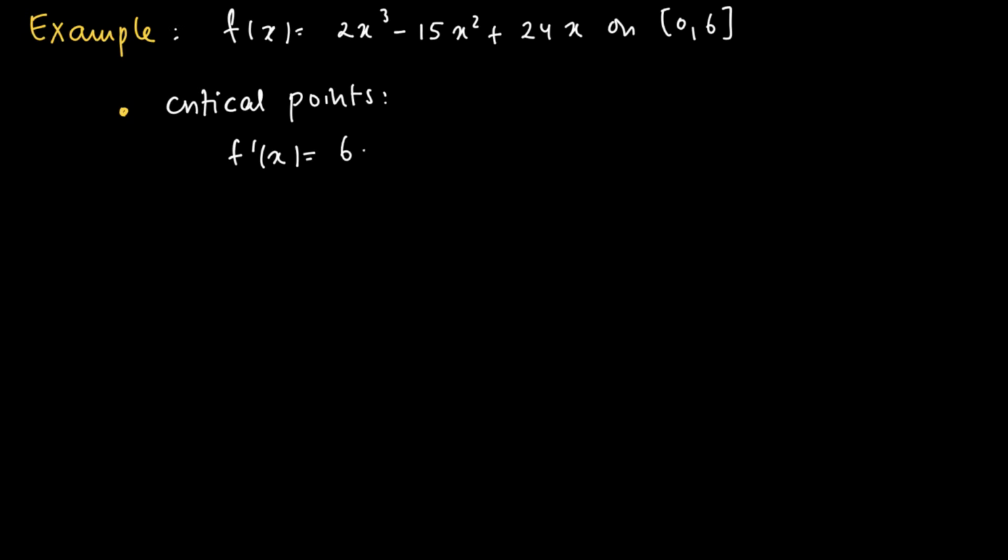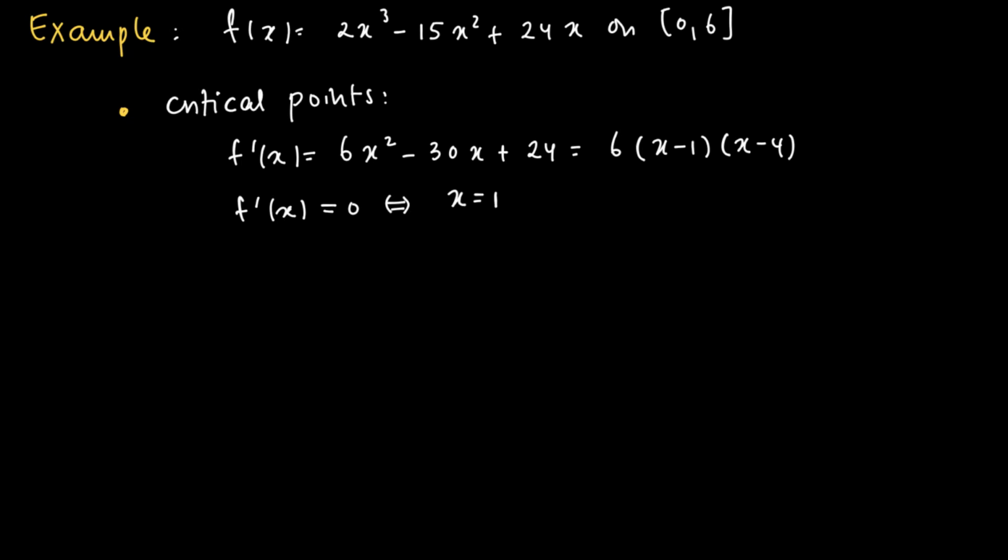Well, to find those, first we calculate the critical points. So we look on the open interval (0, 6) and try to find the stationary points, because we know that the function is differentiable. So we solve for the zeros of the derivative, and the derivative is given by 6 times (x - 1) times (x - 4). So solving for the roots of the quadratic function leads us to conclude that this happens at x = 1 or x = 4. So we have two critical points.